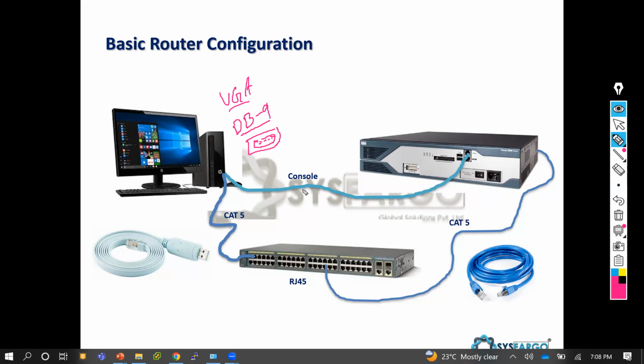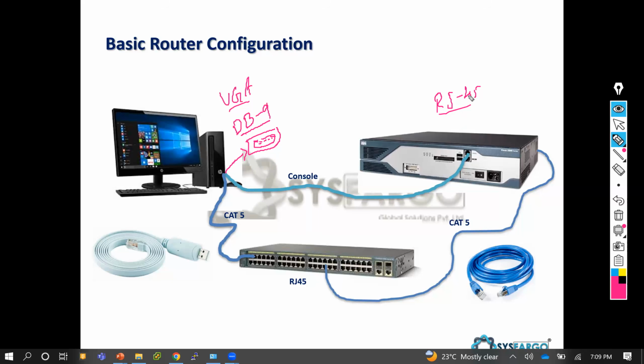So this is my console cable. On this end I have the DB9 connector here. And the other end, where you will be connecting to the router, is the RJ45 connector. RJ45 means what? It's like an Ethernet port. Can you look here? This is the Ethernet port, RJ45.